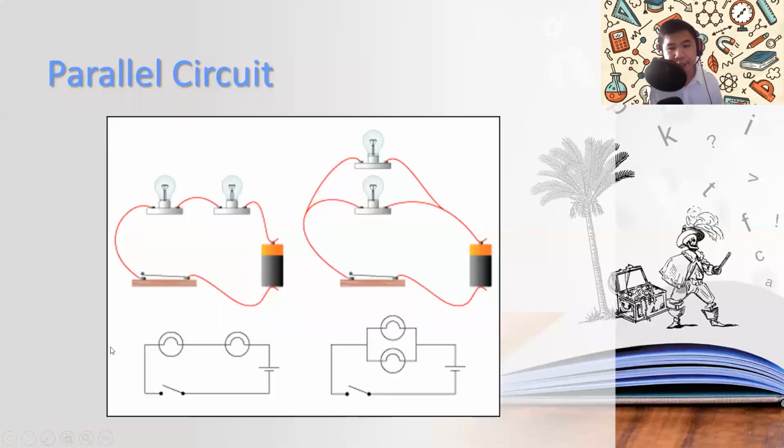Oh, we don't have time for the video. So basically that's it. And parallel circuits, by the way, are used in our houses so that when one turns off, the other appliances can still turn on.